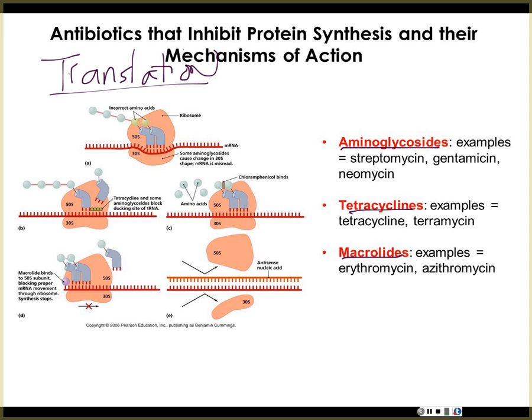Many of these are pretty strong, so if they can get inside the bacteria and you screw up protein synthesis, they're going to work against lots and lots of different types of bacteria.